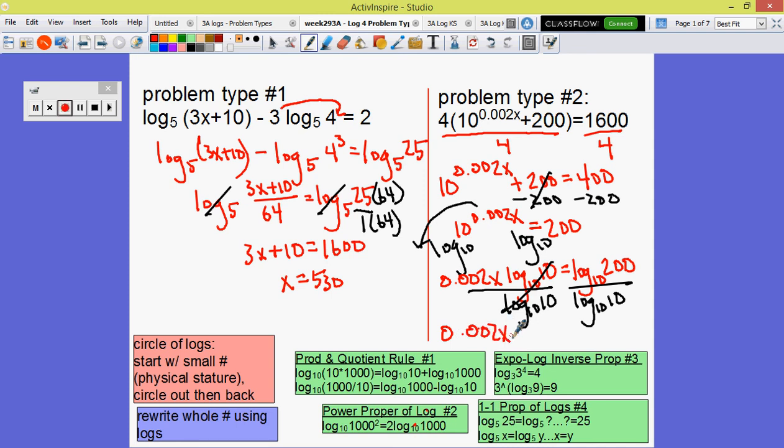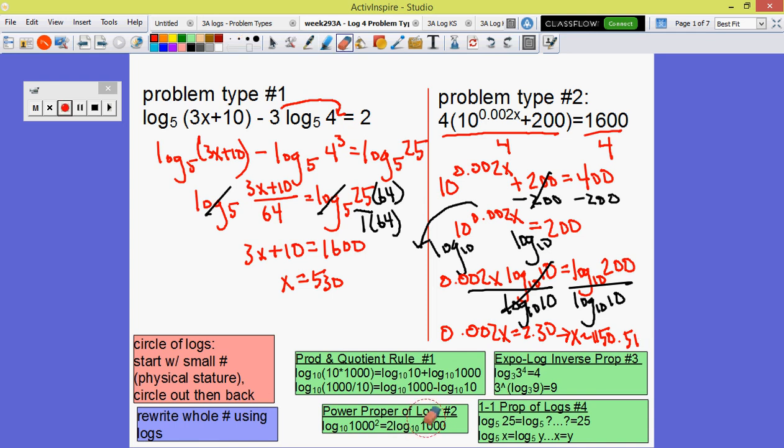So 0.002x equals 2.30, and then you divide both sides by this decimal right here, 0.002, and you should get x is roughly 1150.51. Okay, so those are 2 problem types out of 4 total.